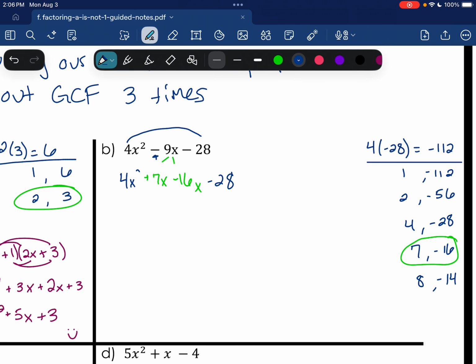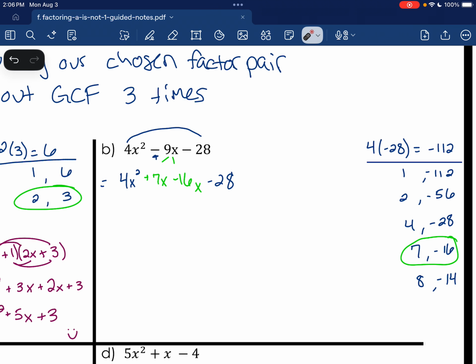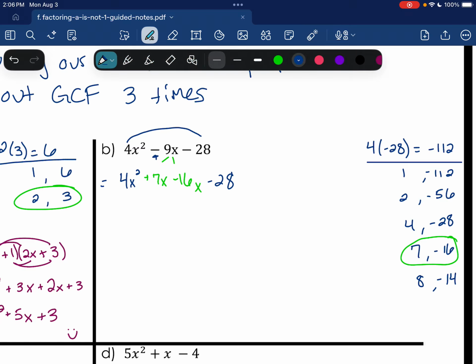This is 4x squared. All right, so now is where we are kind of chopping this problem in half. We're going to think about what's the biggest thing that goes into both of these, and then we'll worry about the biggest thing that goes into both of these. So again, if you need to, hide the second part of the problem for a second and only look at the first part. The biggest thing that goes into both of those is just going to be x, because 4 and 7 don't have anything in common.